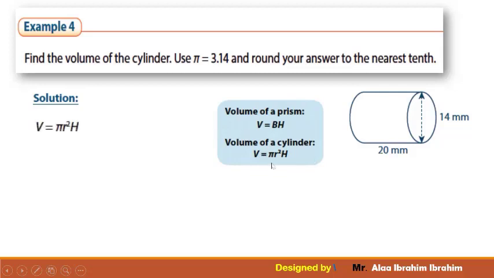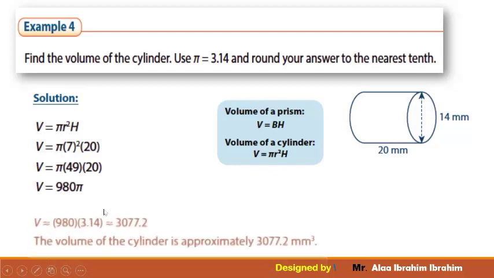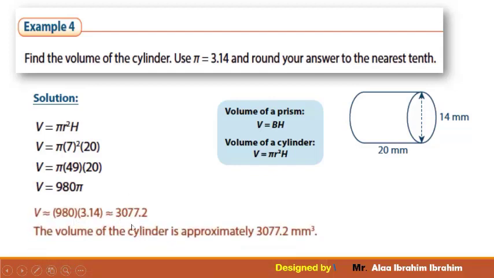So I deal with the same formula: V equals pi r squared times height, because it's a cylinder. So I change r to 7, not 14. That's a mistake. I make it with 7. So pi is 3.14, r is 7, and h is 20. This is my height. So I multiply all of this by 3.14. This is my result. After multiplying, to the nearest tenth, this is my answer. Okay, this is my volume.